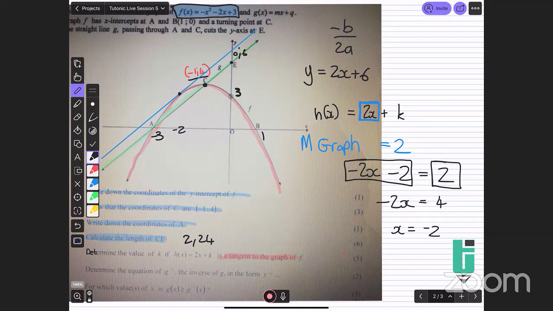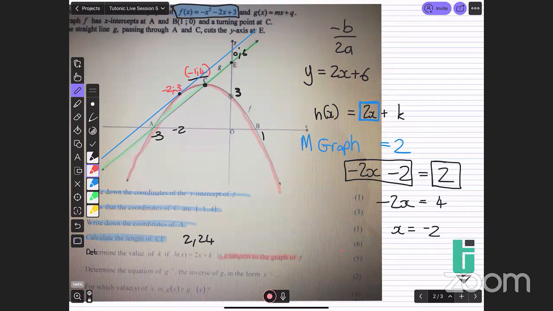Yeah, because we just know the point that the graph goes to. So we know the x value is -2, and you can work it out if you sub it into the equation. So what's the corresponding y value when you sub it into the parabola? 3. Is it 3? Okay, so it's 3.